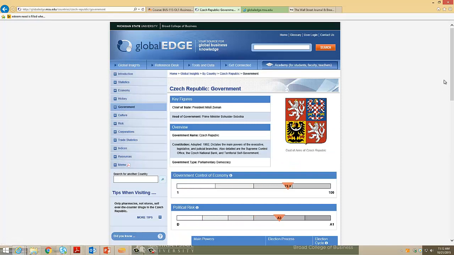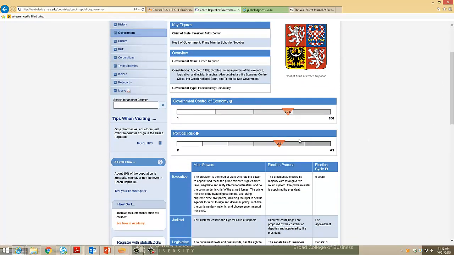Government, this explains how much government control of the economy exists. What type of political risks? If you're not sure what these mean, you click on here, and it gives you a little definition about what you're looking at.